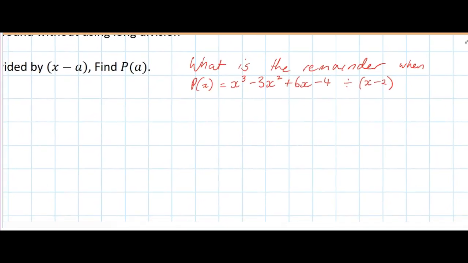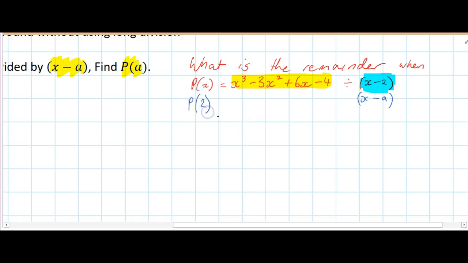I've got a polynomial here, and I want to divide it by this factor here. I could go through the whole process of doing the long division, but what this is saying is, to find the remainder when I divide this by this, I simply substitute in. So x minus a equates to substituting in x for P of a here. If this is x minus a here, we substitute in the negative of that.